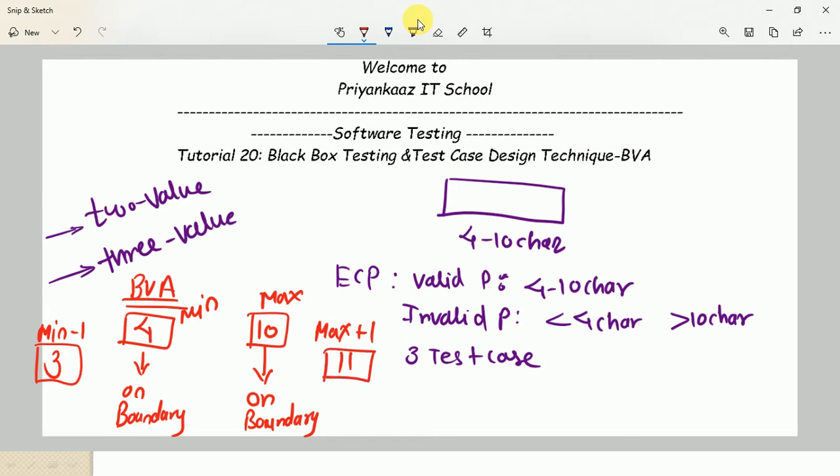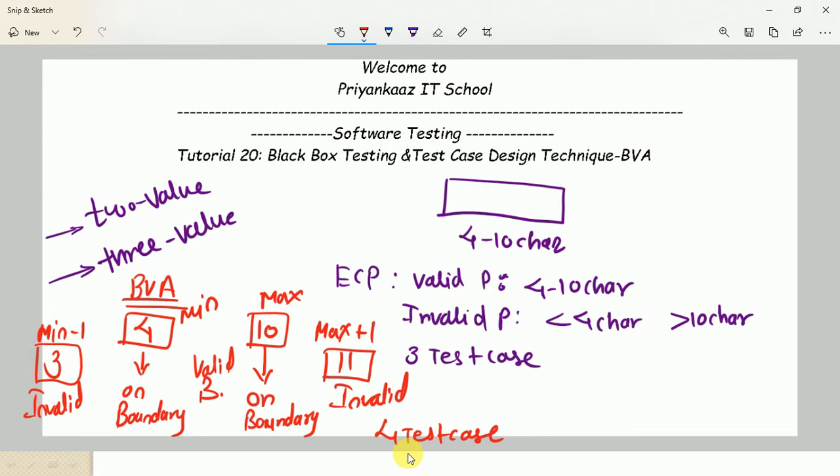This is also referred to as invalid boundaries. So I will say these inputs are called valid boundaries, right? These are valid boundaries. But these are called invalid boundaries. Now, in this example, how many test cases do we require to prepare? If you calculate boundary value analysis, I will say 4 test cases are required.